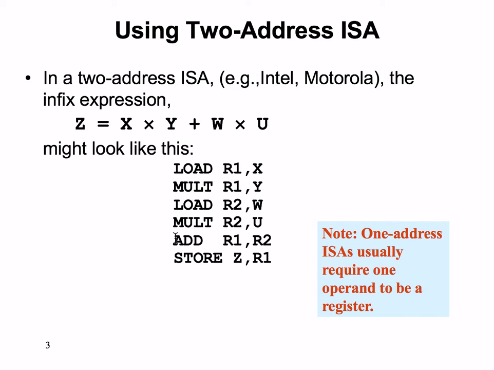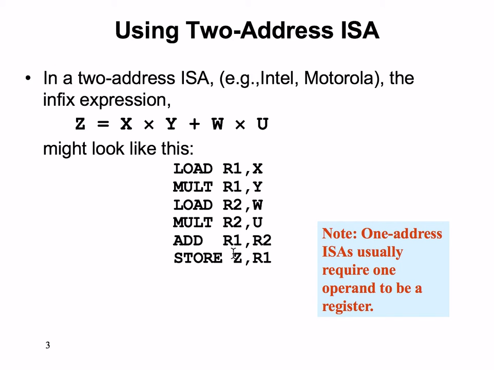The next one is add r1 r1 r2, which means we take the value of r1 and r2, add them together, and store the result into the register r1. Then the last instruction is store z r1, which means you take the value in the register r1 and store that value to the variable z.